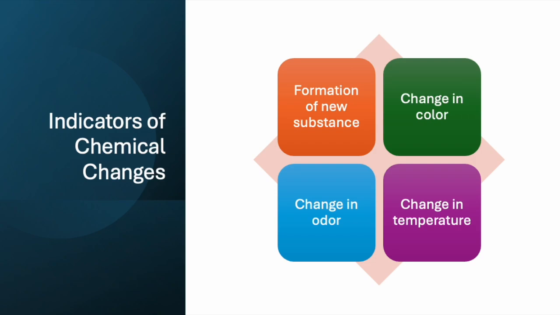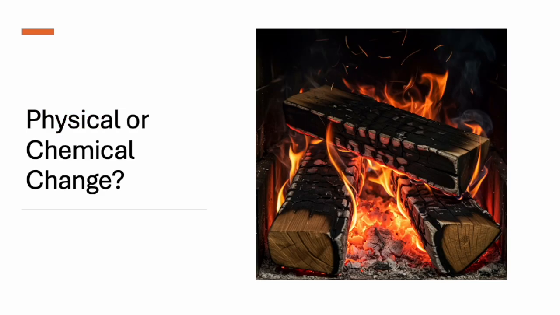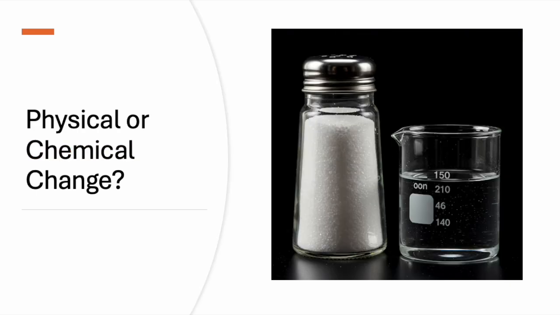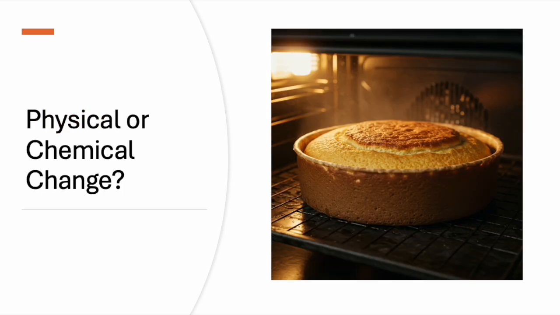Here are some examples of physical and chemical changes. You decide which is which. Melting an ice cube is a physical change. Burning wood is a chemical change. Dissolving salt in water, a physical change. Boiling water, a physical change. And baking a cake is a chemical change.